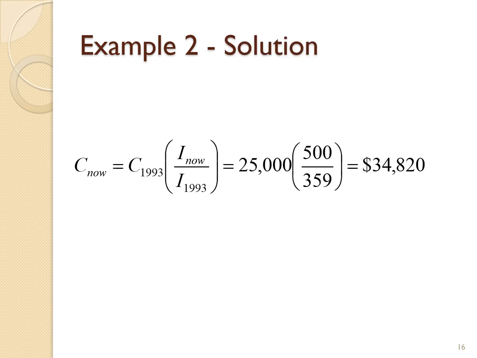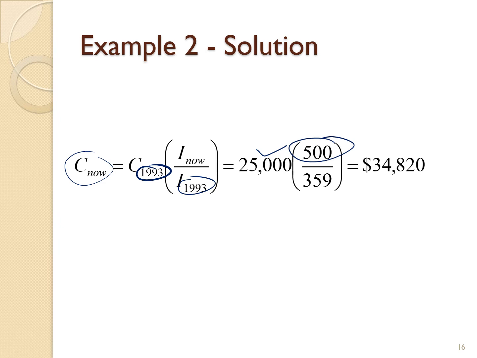Okay, so we use the formula C now is equal to C for the previous year times I now over I for the previous year, which is 1993. Given in the question is the C for 1993, which is 25,000. The current index on 2007, 500.